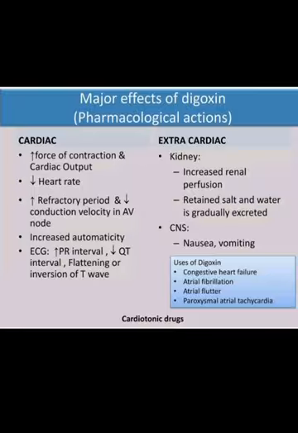Major effects of digoxin. The cardiac effects include increase in force of contraction and cardiac output, decrease in heart rate, increased refractory period, and decrease in conduction velocity in AV node. In the ECG, changes include increased PR interval, shortened QT interval, and flattened or inversion of T wave. In the kidney, there is increased renal perfusion. Retained salt and water is gradually excreted. In CNS, it manifests as nausea and vomiting.